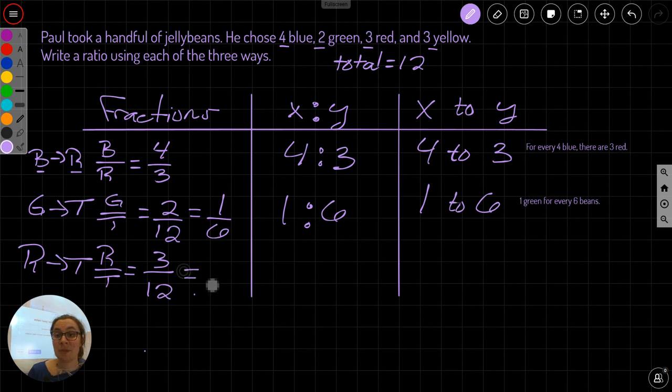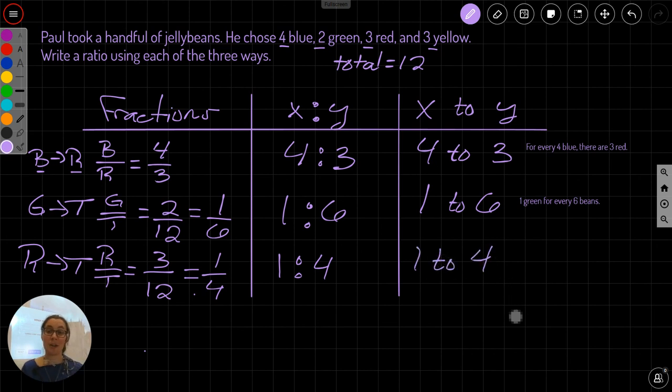Well, we can simplify that because 3 and 12 have a common factor of 3. 3 divided by 3 is 1, and 12 divided by 3 is 4. So the ratio here is going to be 1 colon 4. And lastly, 1 to 4.